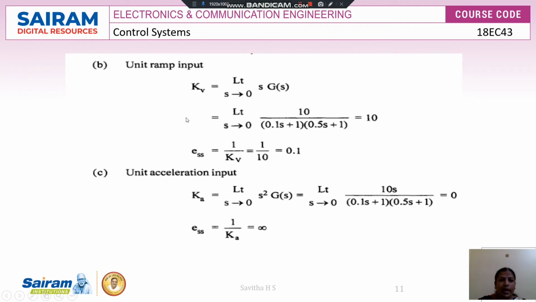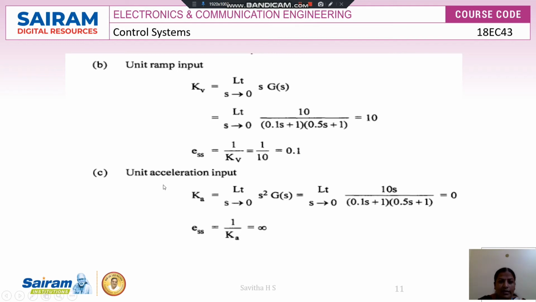For the unit ramp, Kv is equal to limit as s tends to 0 of s into G of s. So write the value given in the problem. If I apply the limit, this value becomes 1 and here also it becomes 1. So 10 divided by 1 is 10. So ess is equal to 1 by Kv, that is 1 by 10, which is equal to 0.1.